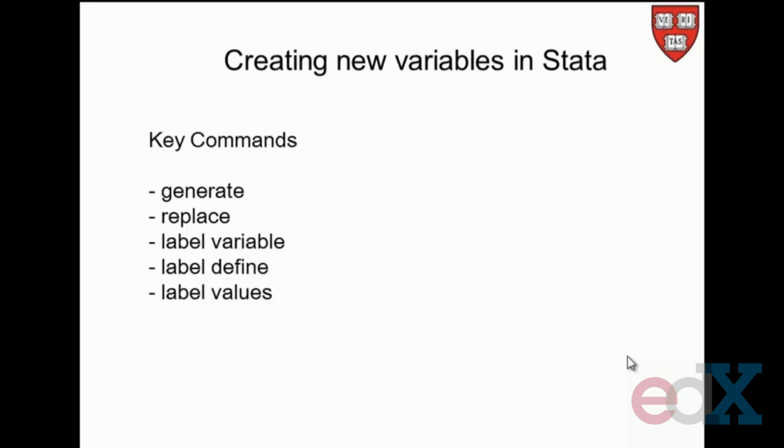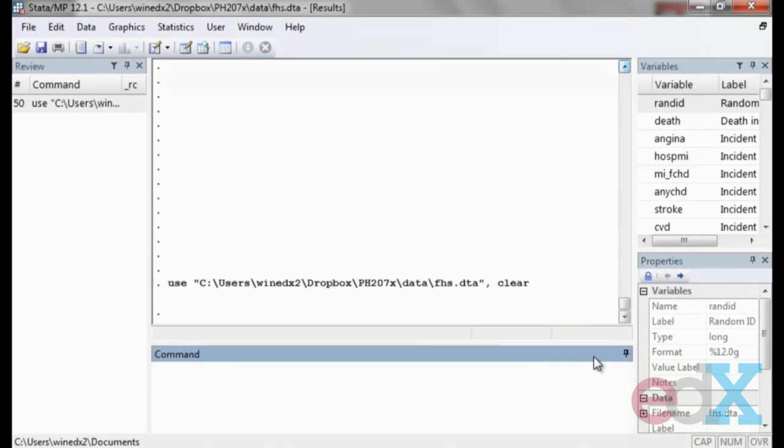In this module, we're going to learn about creating new variables in Stata. Specifically, we're going to focus on the commands generate, replace, and learn how to label variables as well as label values within Stata. So within Stata, open up the Framingham dataset and we'll get started.